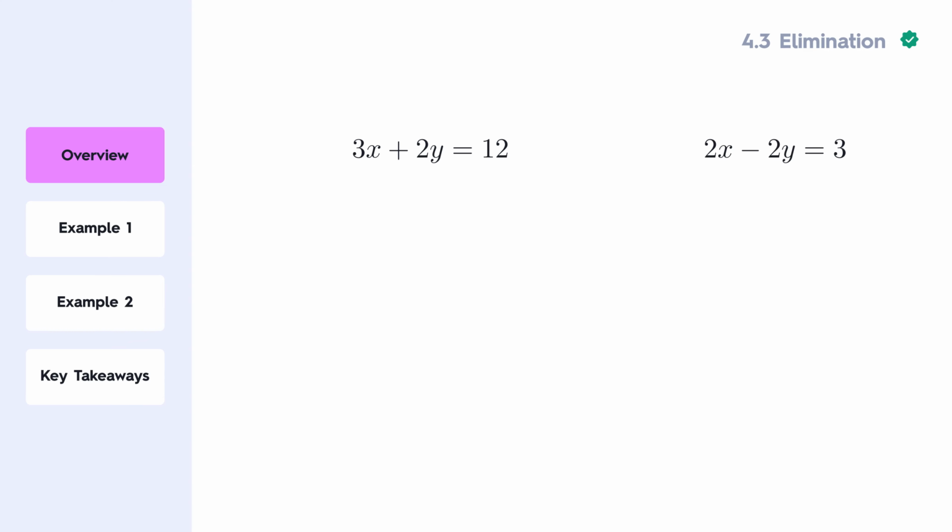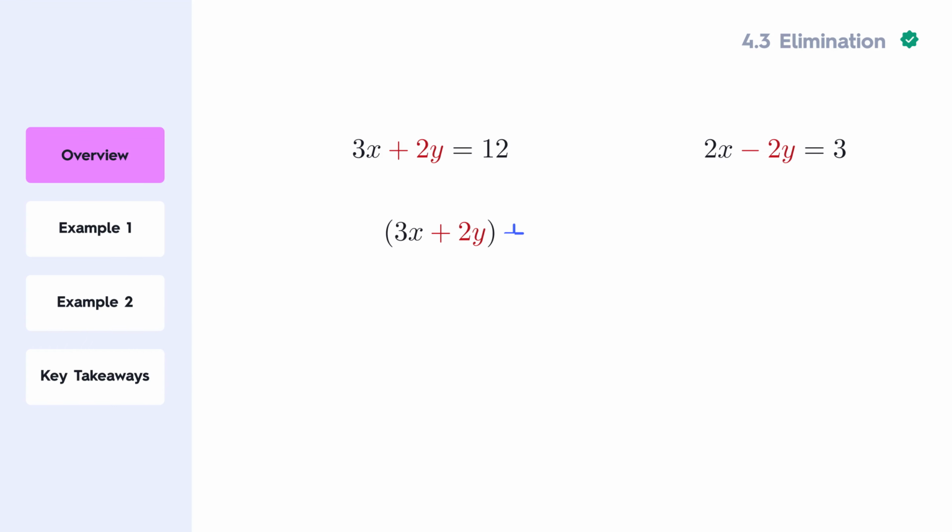If the coefficients of one variable are not already opposites, we can multiply one or both equations by a constant to make them opposites. For example, in our system, we can see that the coefficients of y are already opposites, plus 2y and negative 2y. Thus, we can add the equations directly.